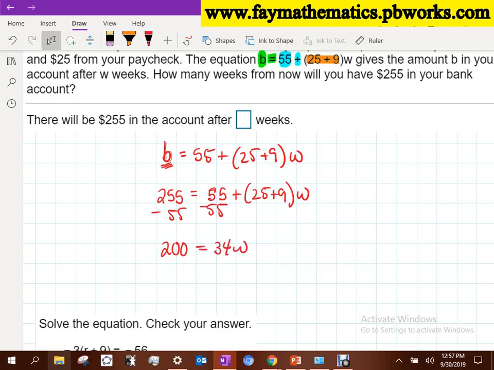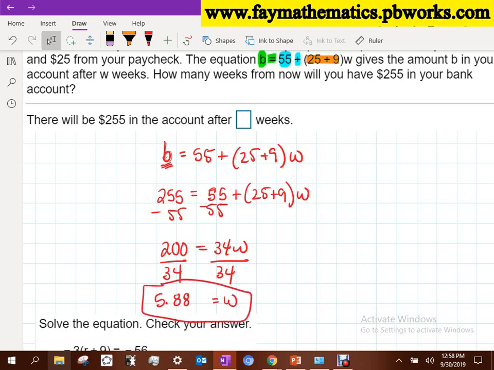Does that make sense to everybody? Okay, divide both sides by 34. And now when you divide that out, it's going to take about 5.88 weeks.